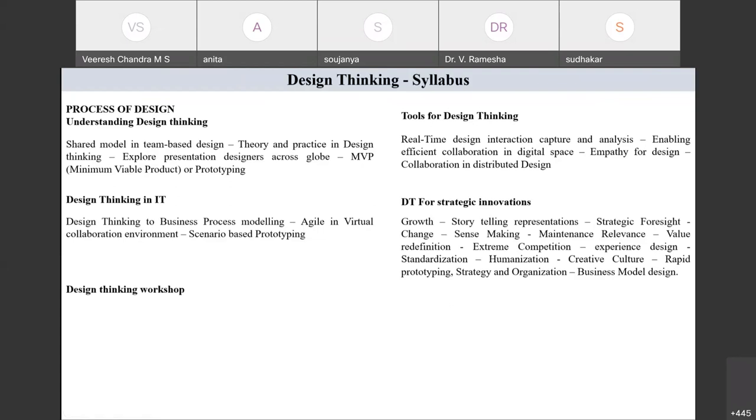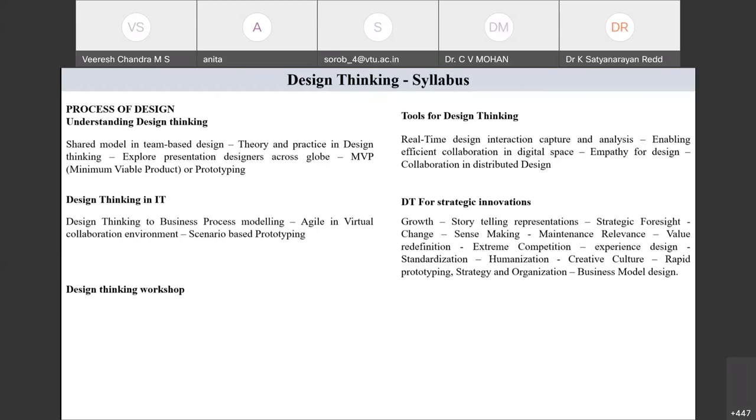So these are the four modules you need to explain to the students. We don't know how exactly the question paper will be or what will be the form of questions. So the four modules are there in which you have topics to be discussed with the students. All right, sir. So the final module will be the design thinking workshop.